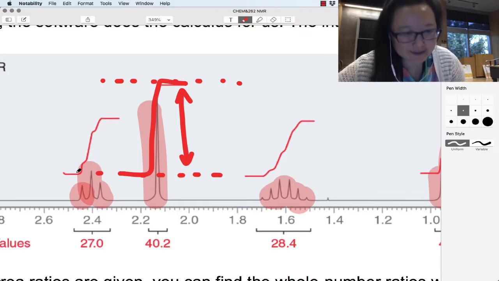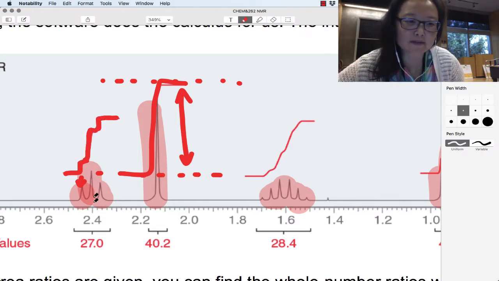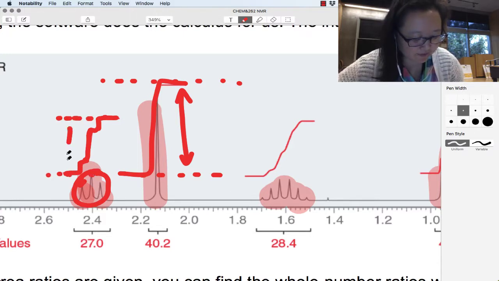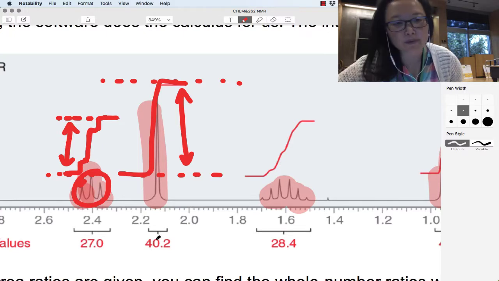Now this one here, you can see the step curve tries to break it out. So this peak here has this integration, this peak here has this integration, and this last peak of these three peaks has this integration. Or you might just think of this whole thing as one big signal because it's all coming from equivalent hydrogens. And you do the same thing. You look at this distance here. So clearly this is smaller than this one. This is 27, this is 40.2.